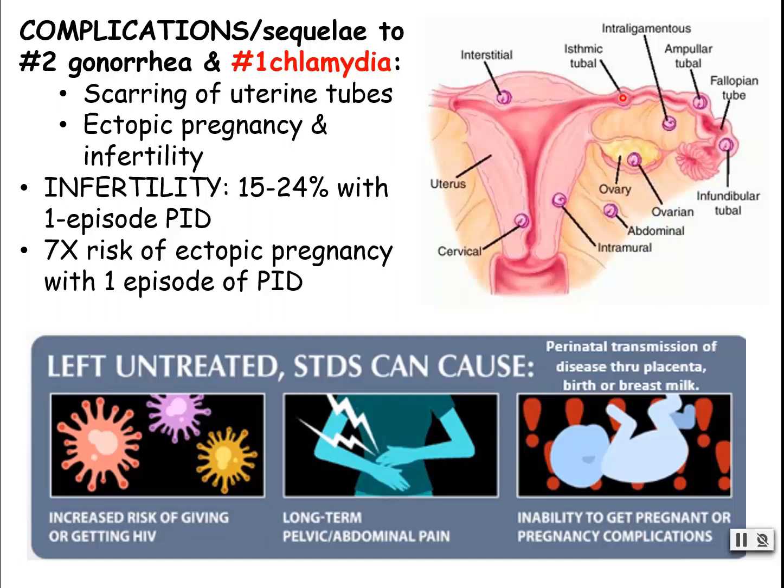So what happens if there's scarring in these uterine tubes is the conceptus cannot fit at that time. And so you can get what's called an ectopic pregnancy. An ectopic pregnancy is a pregnancy that implants anywhere outside of the uterus. So this is where the baby's supposed to grow.